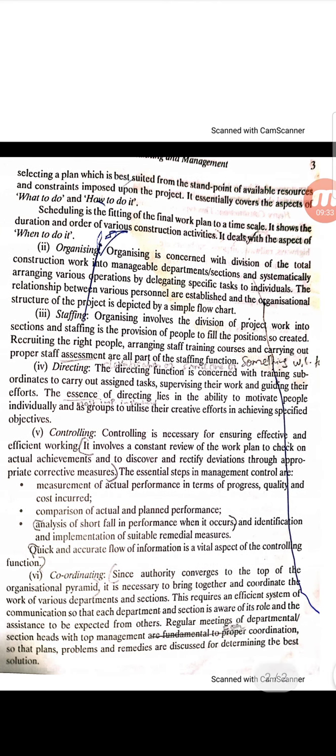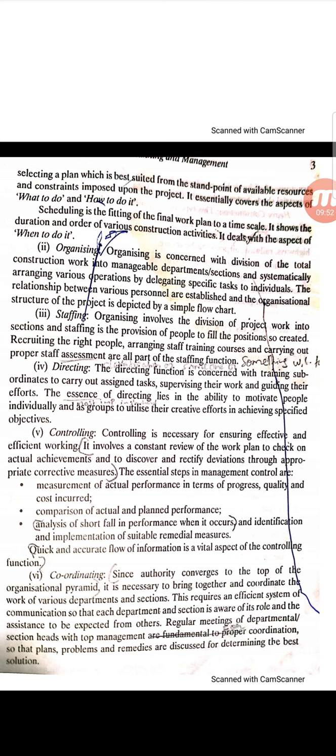Now moving on to controlling. See, controlling plays a very important role for ensuring effective and efficient working. Whatever works you have planned and whatever actual things you have achieved at the construction site, you are going for the difference between planned and actual performance.